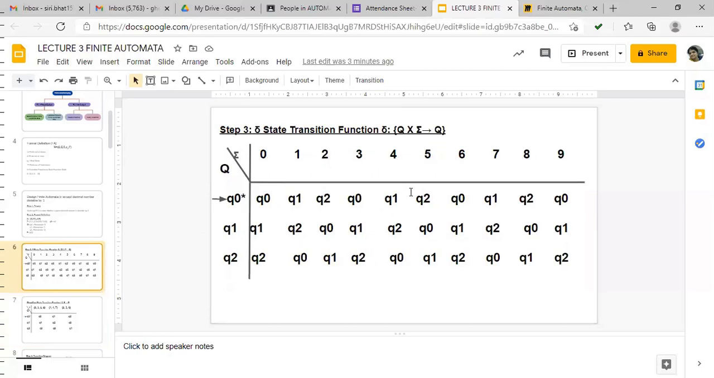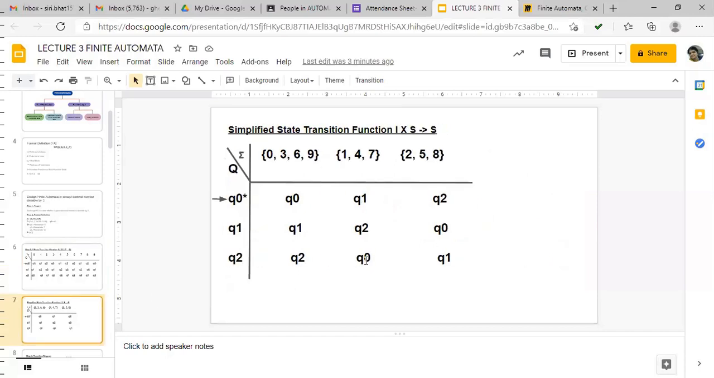Q1, Q2, Q0. That we have written here. Similarly, 258. Is this clear? This is known as the simplified state table.